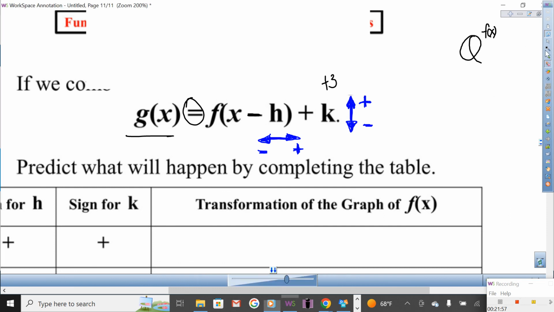Let's say I want to move that function 10 steps to the right. Tell your neighbor what goes where in order to move it 10 steps to the right. Jose, pass them on. Joel, 10 steps to the right. Where do I substitute that 10 into, or what do I substitute?